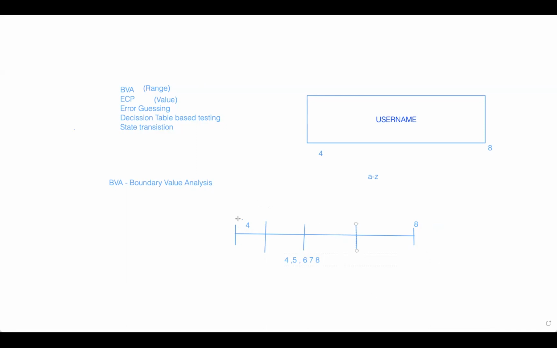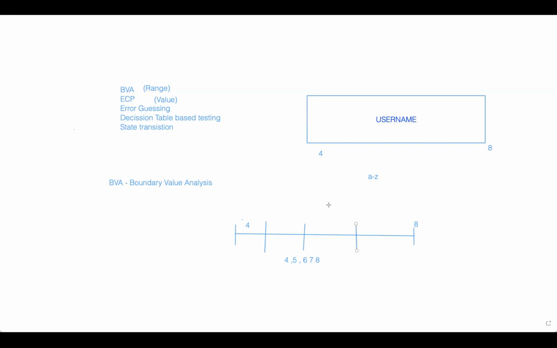Now we are clear with the positive cases 4, 5, 6, 7, 8. It is accepting between 4 to 8 characters. So these are positive cases, and this positive working flow is working fine.